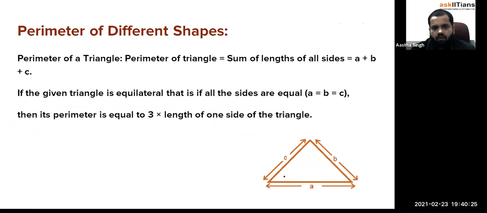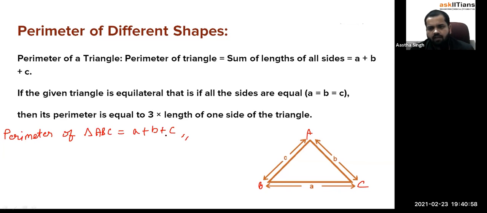So, the perimeter of a triangle. Any triangle with different side lengths, say A, B, C. If you need to find the perimeter of triangle ABC, just add all the lengths of the triangle. There are three lengths. Just add all three given lengths, a plus b plus c, and you will get the perimeter.